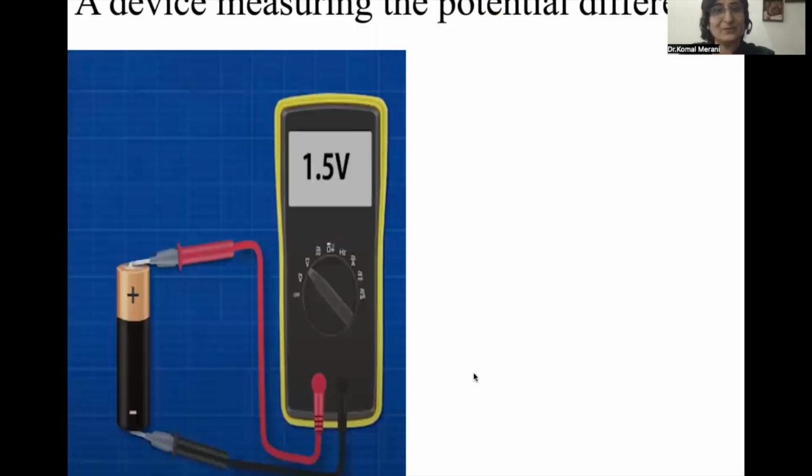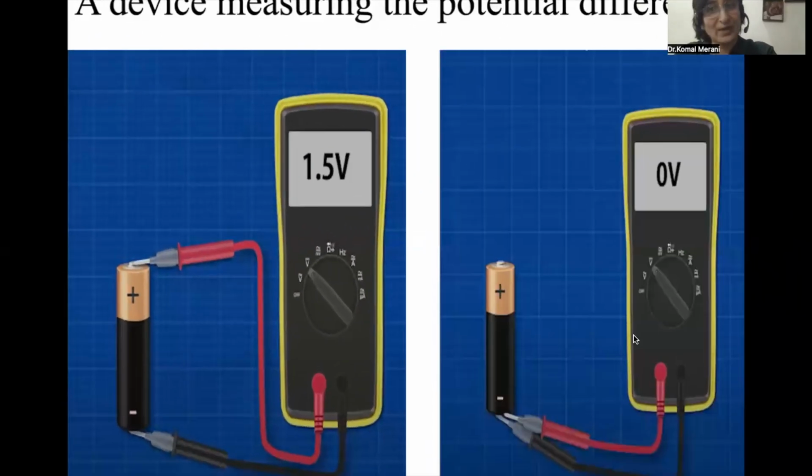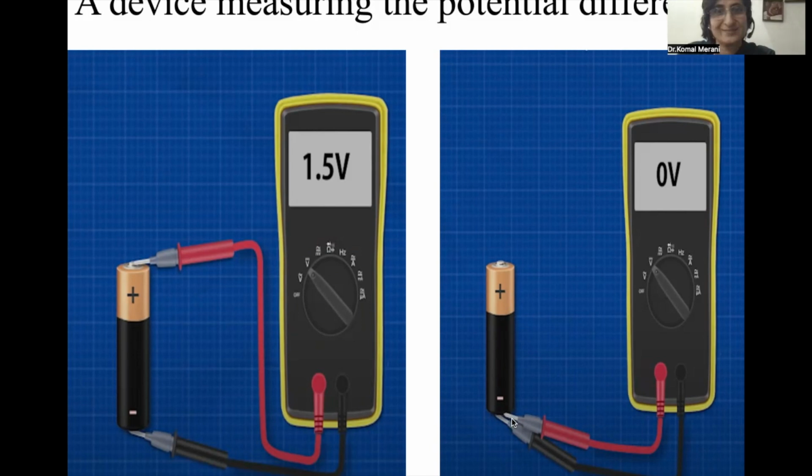Well, there is a device which measures the potential difference. You can see here, this device has two ends which are connected to the two ends of the cell, and it is showing the reading 1.5 volts. Well, if you connect both the wires at the same terminal, will it show any difference? No, there is no difference shown. Although there are excess of electrons at the negative terminal, this device is showing 0 volts. It is not showing the difference.